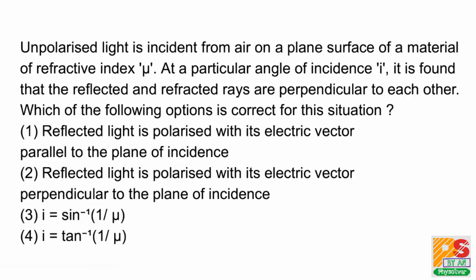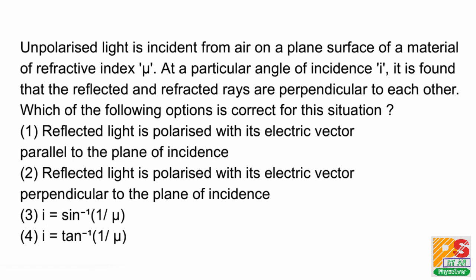Hello students, in this question an unpolarized light is incident on a plane surface of refractive index mu at a particular angle of incidence I, and it is said that the reflected and refracted rays are perpendicular to each other. Now you have to choose the correct option.